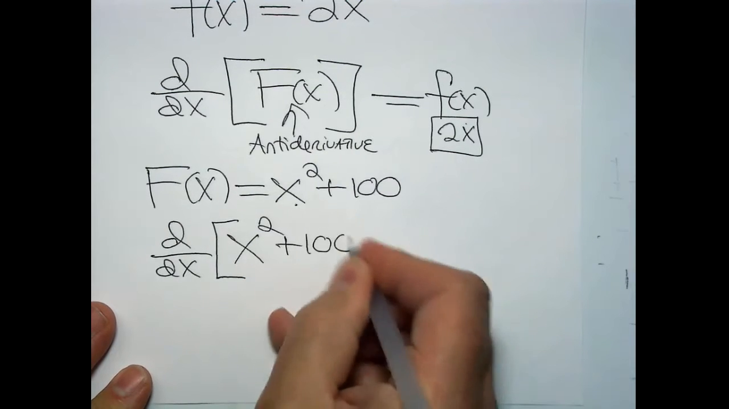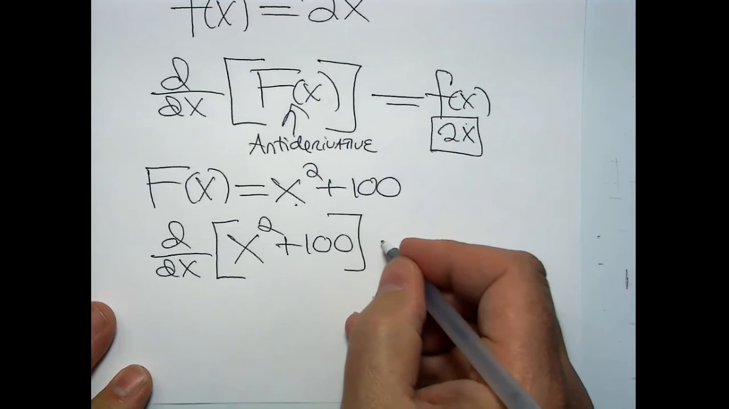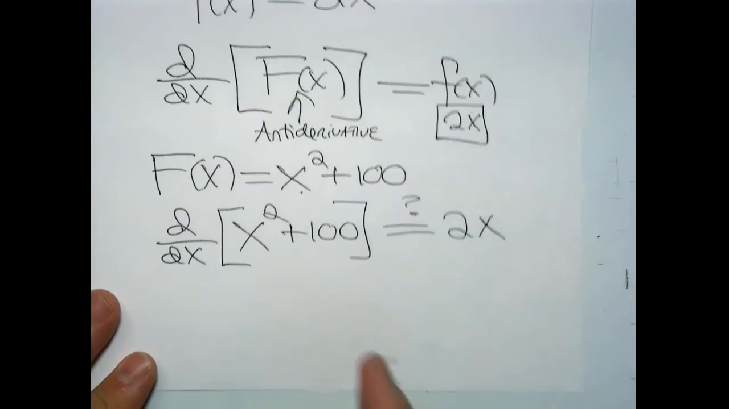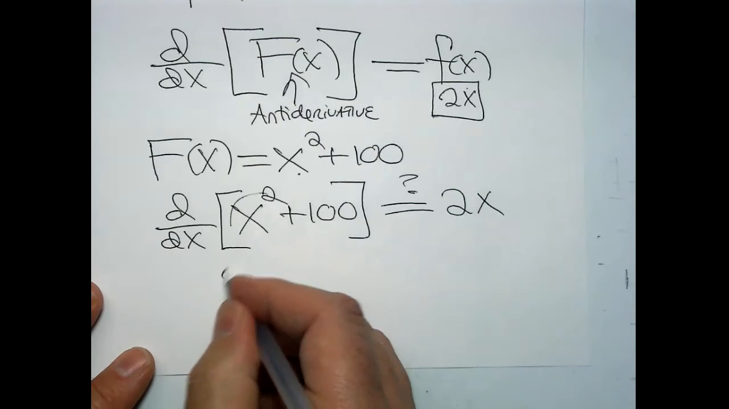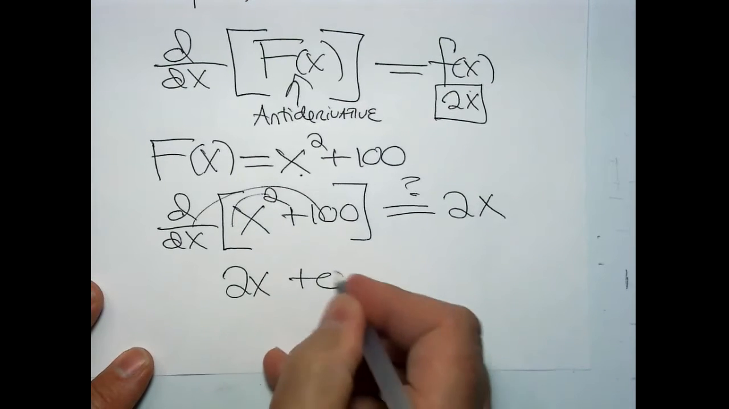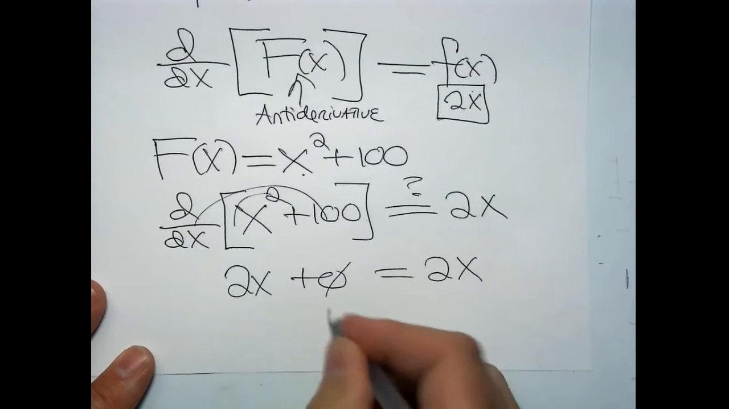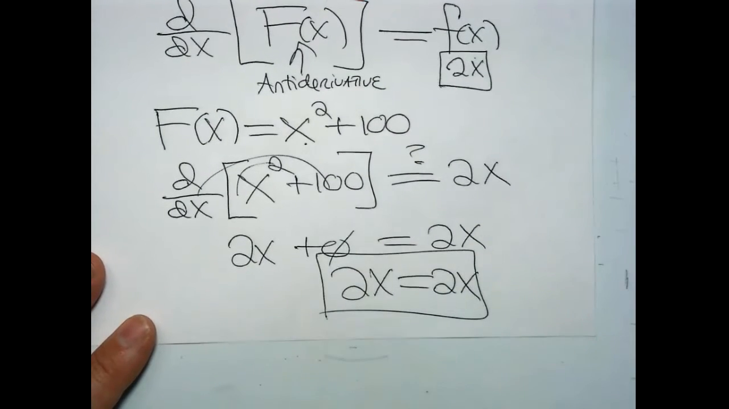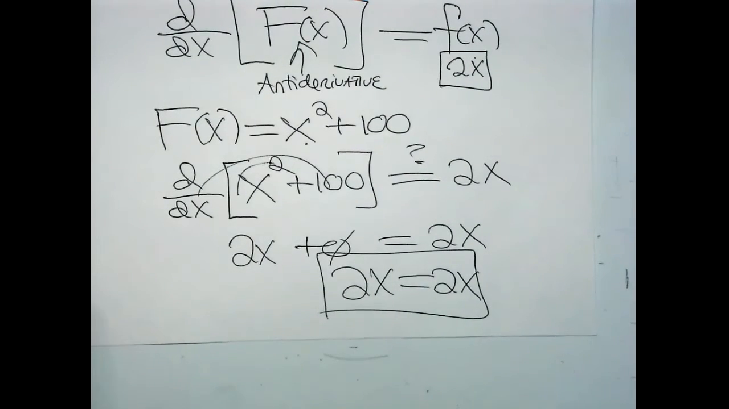We're going to do a lot of checking on these antiderivatives, and the way to check is always take their derivatives. So we take the derivative of capital F of x, and the question is, are you truly 2x? Derivative of x squared is 2x. Derivative of 100 is 0. And yes, indeed, we have ourselves another antiderivative that is a success.